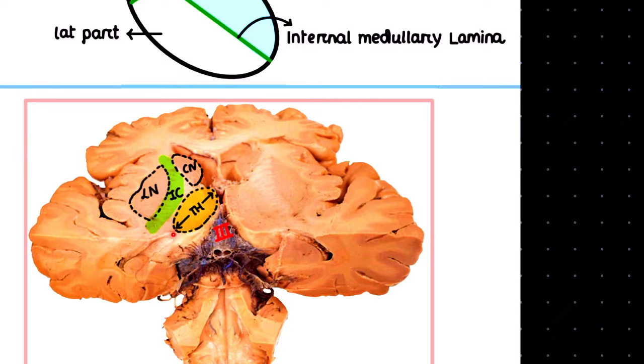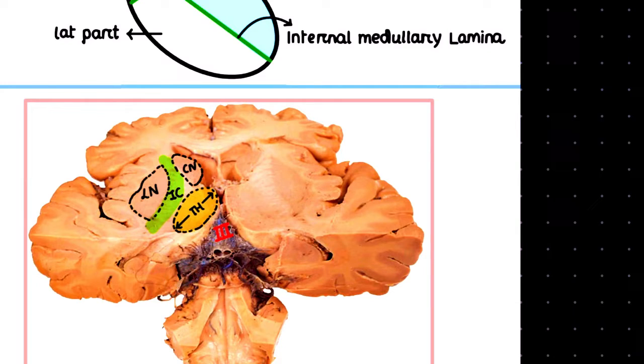Just below the thalamus we have the thin tissue, which was our subthalamus. And if you look medially, we'll find the roof of the third ventricle, which is made by our choroid plexus. Now if you look clearly at the thalamus, its axis is going posterolaterally.